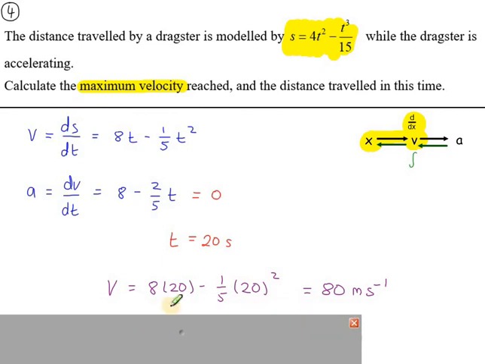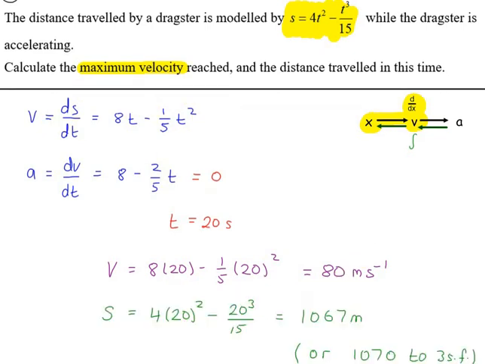So to work out the velocity, we just substitute t equals 20 into our velocity formula, and we get 80 meters per second. And the distance traveled in this time is given by this formula, s equals, here it is. Substitute in t equals 20 and we have the distance travelled.